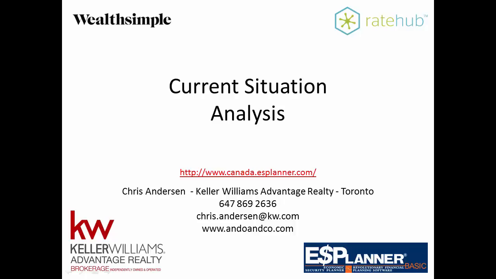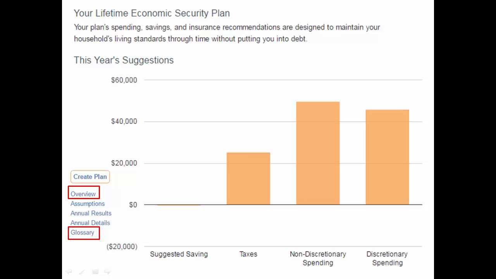So what do we find out once we've created our plan? Let's dive in, shall we? In the overview section, you'll now be able to see a graphical output of this year's suggestions for saving, taxes, non-discretionary spending, and discretionary spending.